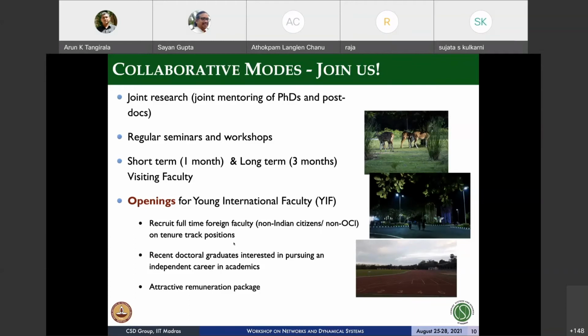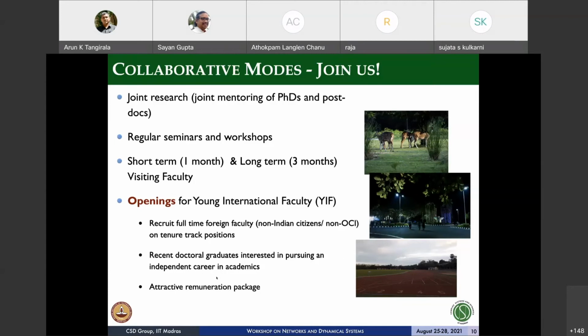And if you're an aspiring researcher, write to us. We'll be happy to have you as our PhD and master students. And if you're a faculty, we'll be very happy to host you on a short-term and a long-term basis. So you can see that there are several tracks on which you can engage with us, and we'll be very happy to collaborate.